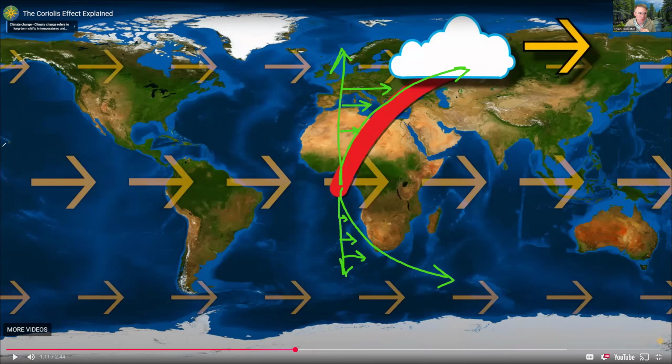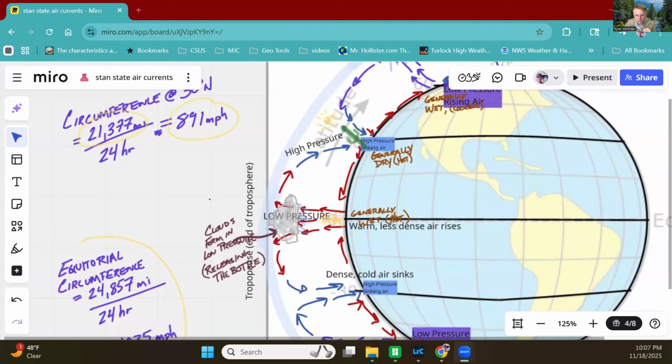Okay, so let's apply this to our drawing and we'll call it good and get to the circulations on Friday. Okay, I've got to find the right sharing again. All right. Oops, wrong one.